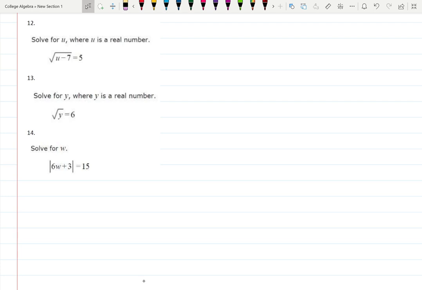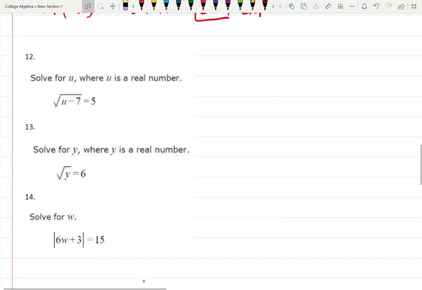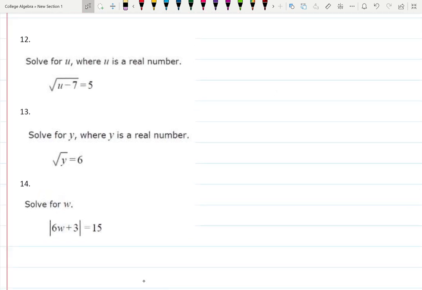In this video, let's learn how to solve more equations. Now we're working with equations that involve square roots and absolute values. I know at first it's a little bit scary, but when you get a hang of it, it's not so bad. So I see square root of u minus 7 equals 5.